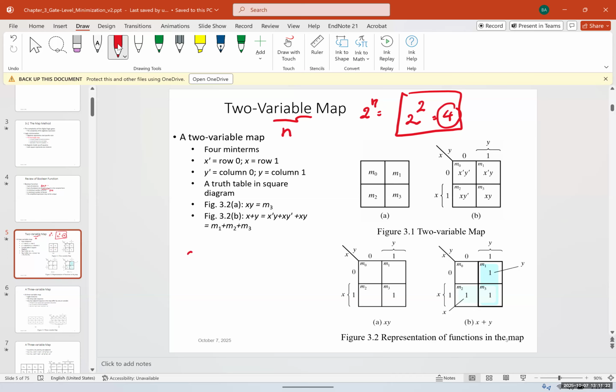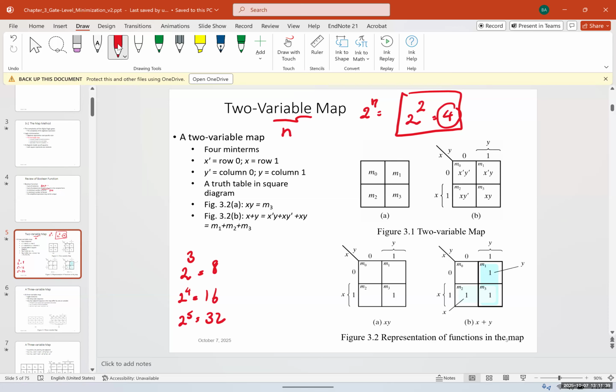What if I have 3 variables? Then 2 to the power of 3, I would have 8 squares. If I have 4 variables, I would have 16. And if I have 5 variables, I would have 32.